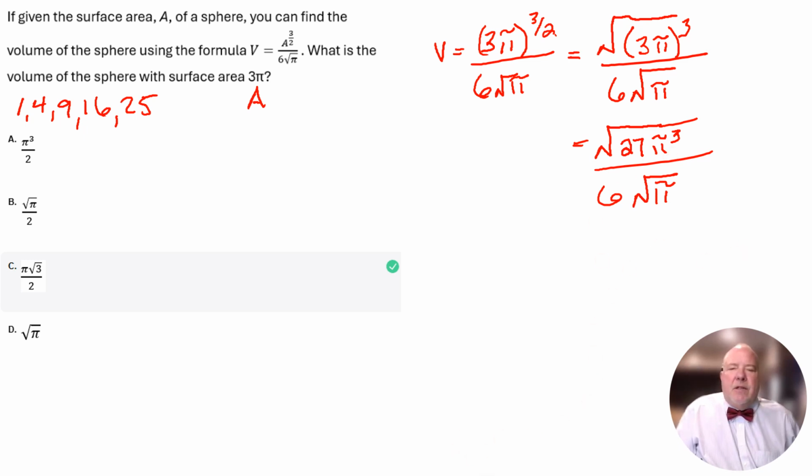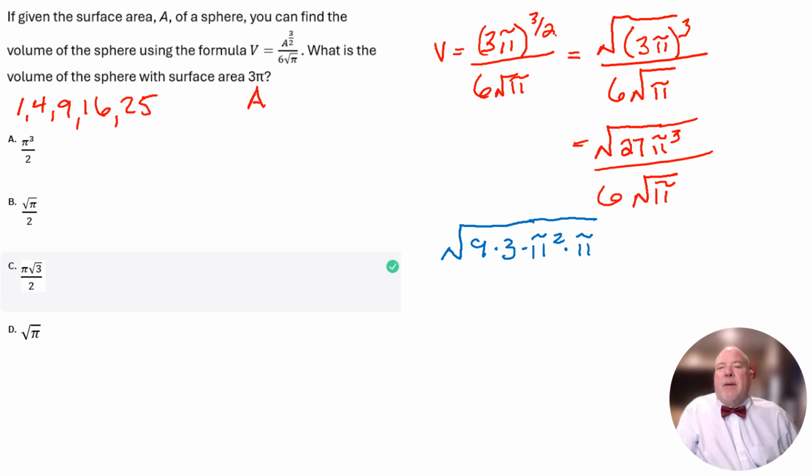So let's do this. I'm going to rewrite this, and I'm going to break up the numerator here. The 27, I'm going to break into 9 times 3 because 9 is a perfect square. And the pi to the third, I'm going to break into pi to the second times pi. Pi to the second times pi is the same thing as pi to the third. And in the denominator, I still have the 6 square root of pi.